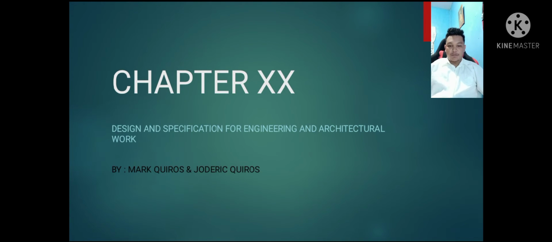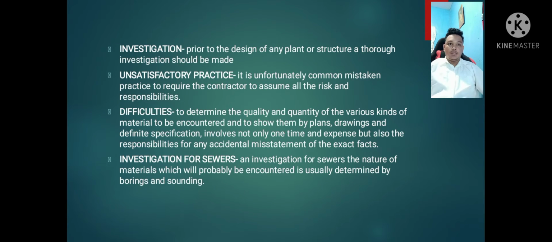Today I'm going to report on the book of Daniel W. Mead, entitled Contracts, Specification, and Engineering Relation. My topic is Chapter 20, entitled The Designs and Specification for Engineering and Architectural Works. The first part of this chapter is the topic of investigation.